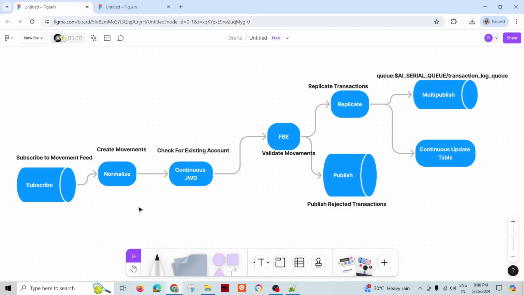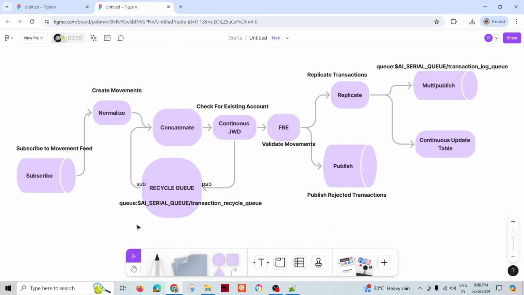The fundamental of the recycle queue is, let's say at t1 time we don't have this account, but let's try again after some time, or in the next checkpoint. In those kinds of situations we use the recycle queue. What we will do is, the leftover records which are not matching in the account table in the database at that point in time T1, we will publish into this queue, the transaction recycle queue.